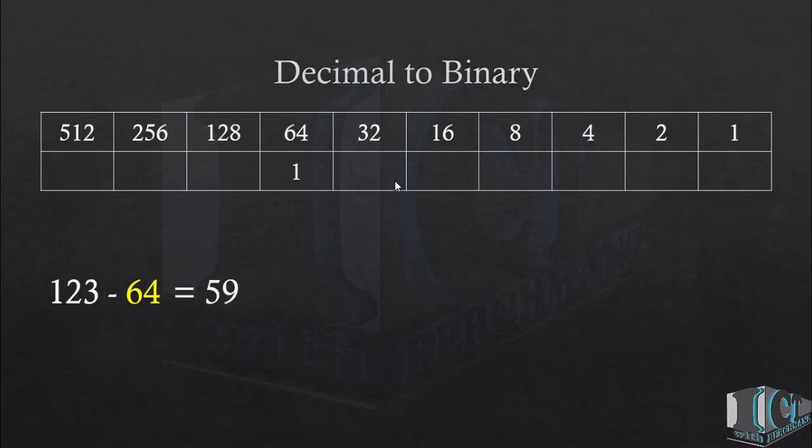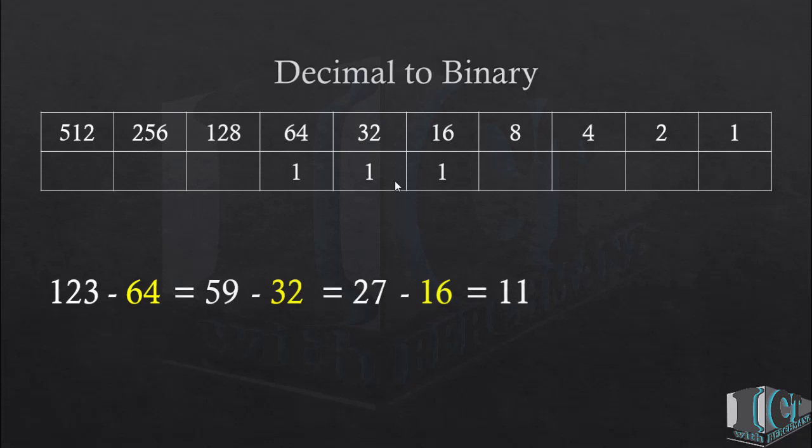Now I am going to look for a number which is less than 59 from the place where I stopped. So 32 is less than 59. I am going to put a 1 there and reduce that from 59. And I am getting 27. Anything less than 27? Yes, 16. I'm going to put a 1 there and reduce 16 from this, which will give me 11.